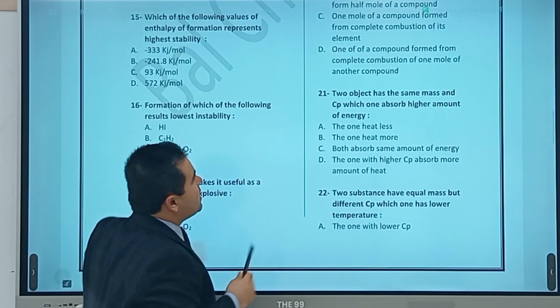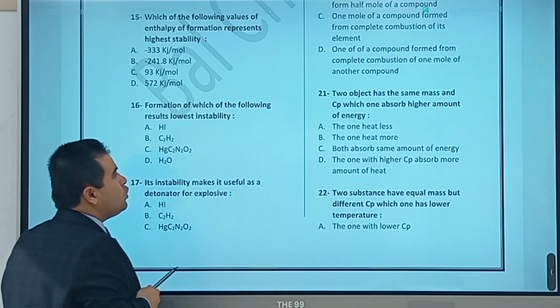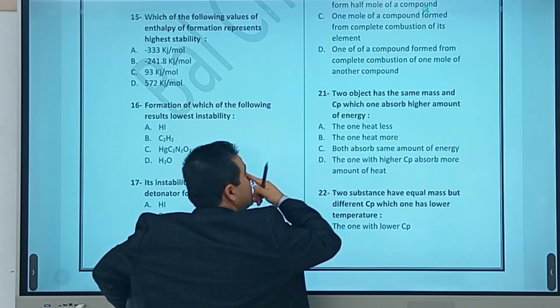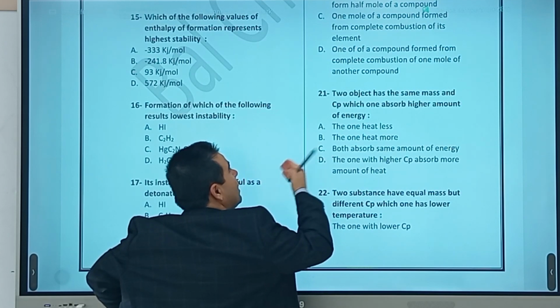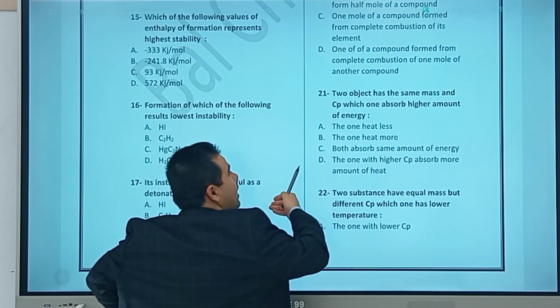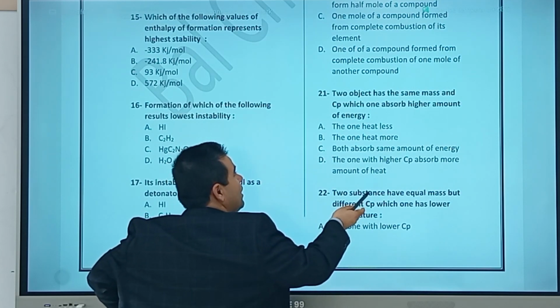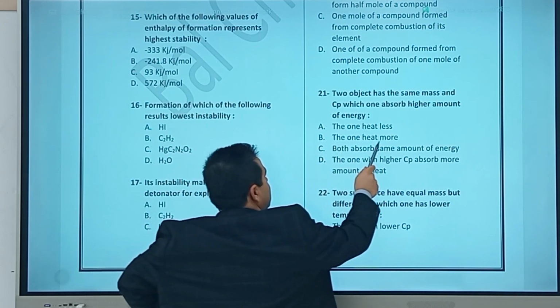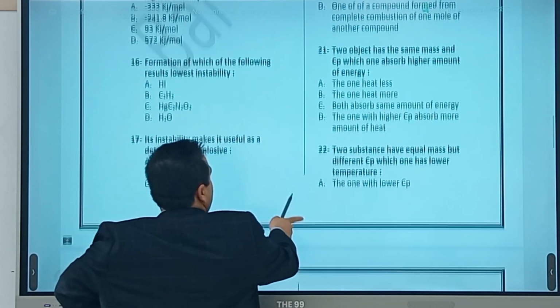Two objects have the same mass and Cp. Which one absorbs a higher amount of energy? This relation is between Q and Cp. Of course, the one that is given more heat will absorb more. So the one heated less, no, the one heated more, yes. B is the correct answer.